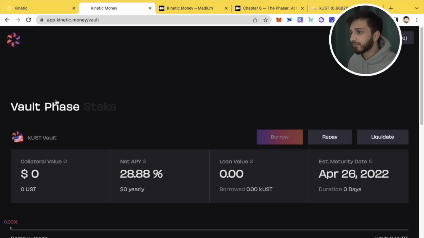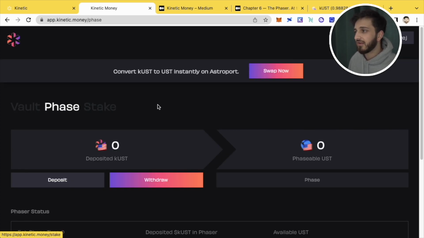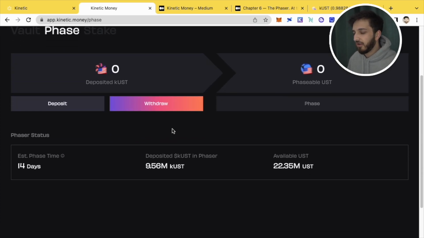Now, let's go to the second tab, the phaser. This is essentially what enables you to earn a little bit more than 20%. Now, the phaser has two functions. Its first function is to help maintain the peg of KUST, and the second function is to increase the yield compared to Anchor Protocol. So the phaser is essentially a large pool of UST, which initially came from the launch of Kinetic Money. And with this pool, they are able to offer a one-to-one peg with KUST.